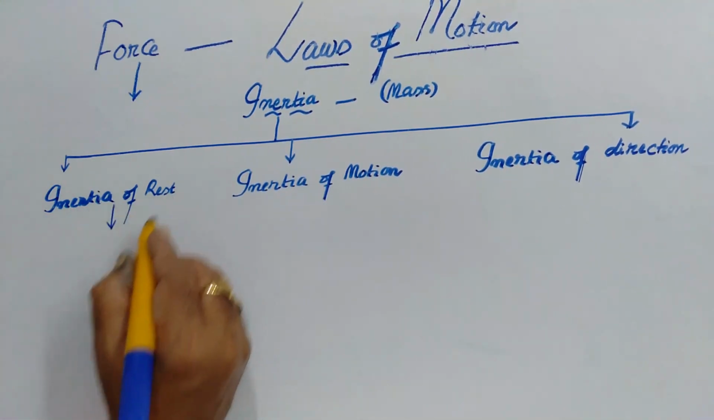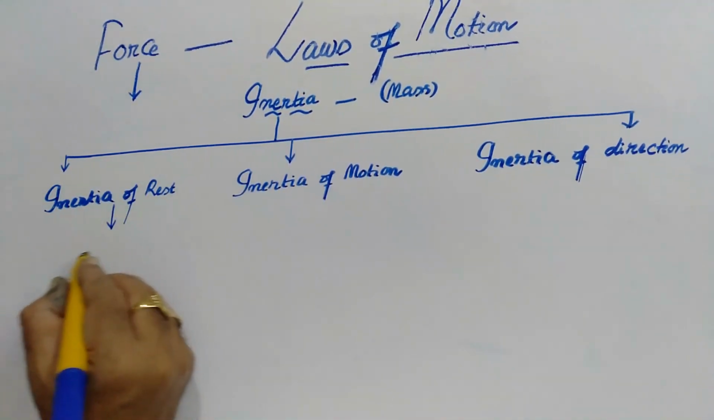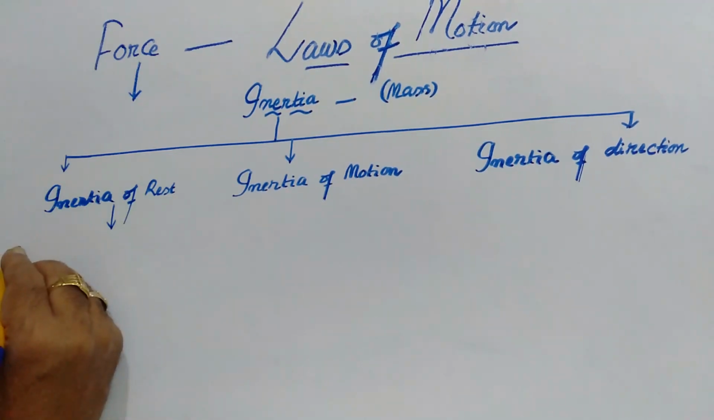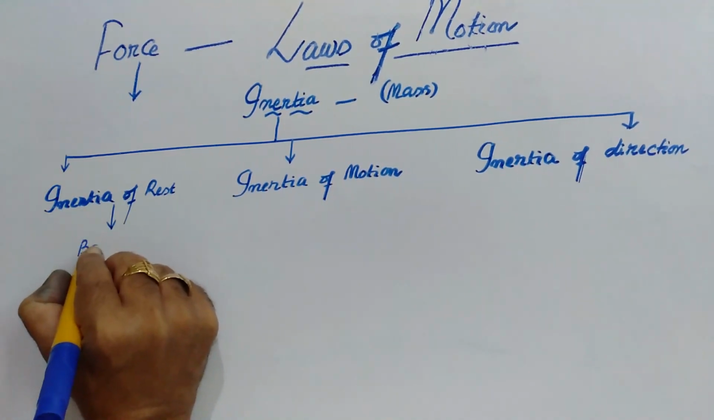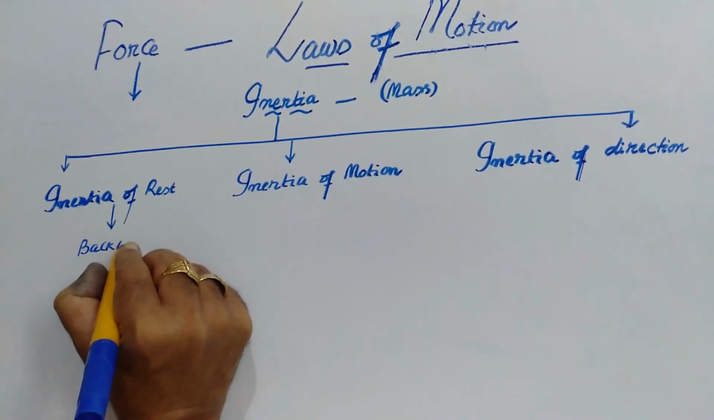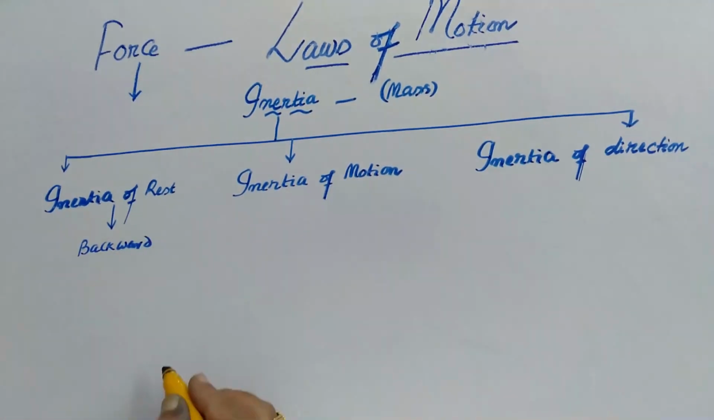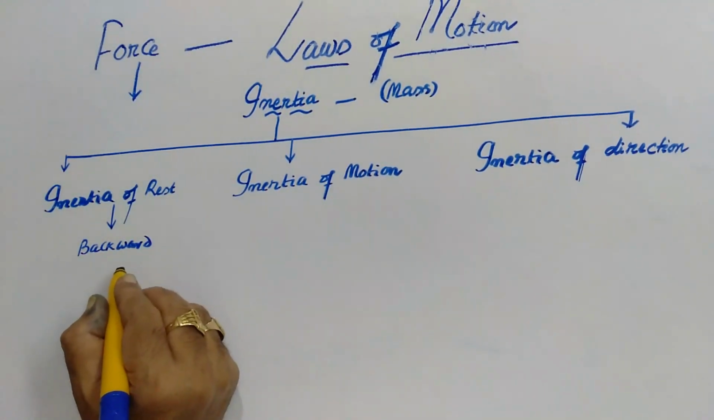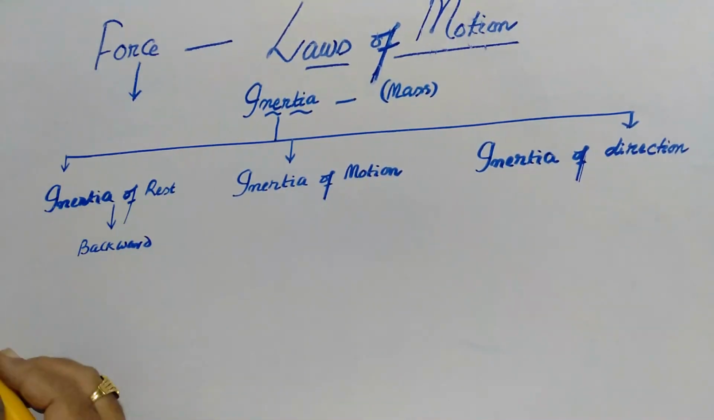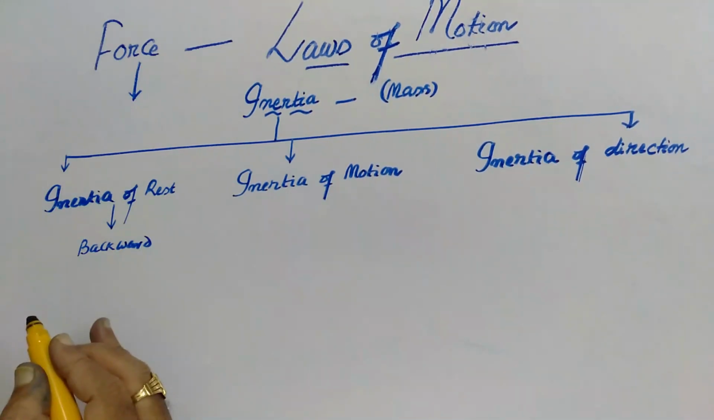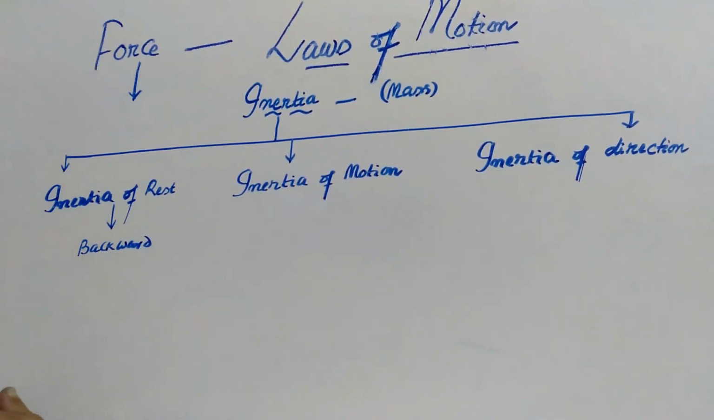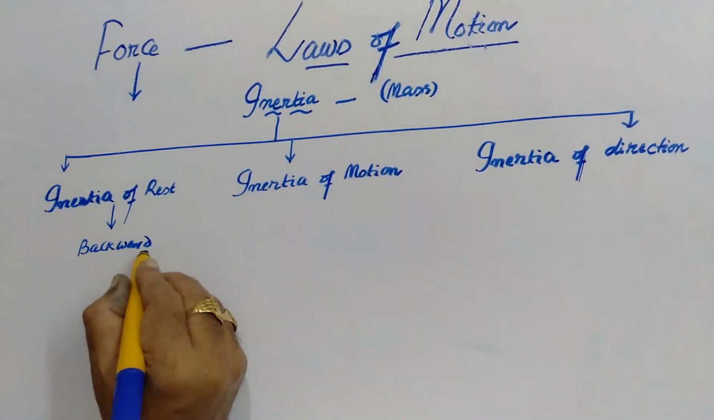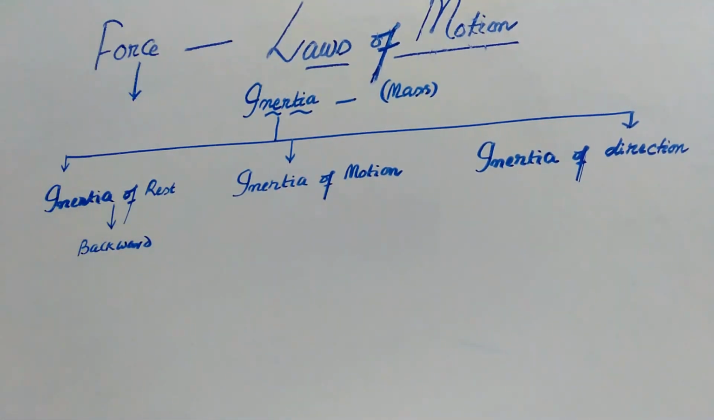Here we have explained the example when the bus or any vehicle starts suddenly, the passengers will experience a backward jerk. Why backward jerk? Because the lower part of the body is in contact with the bus and it comes into motion, but the upper part of the body, which was in a state of rest, wants to remain in a state of rest only. Therefore, it moves backward. So, the passengers will experience a backward jerk because of inertia of rest.